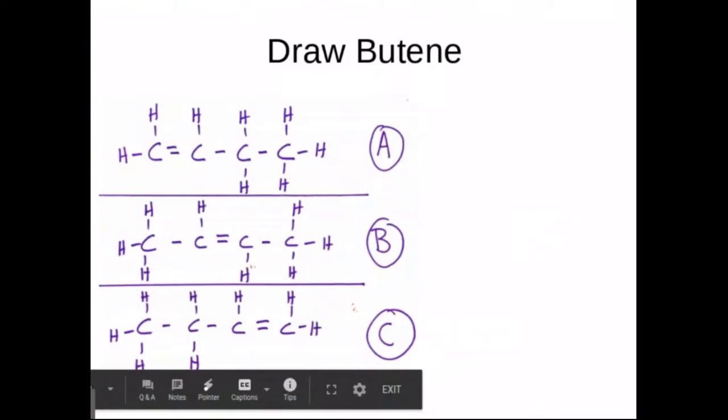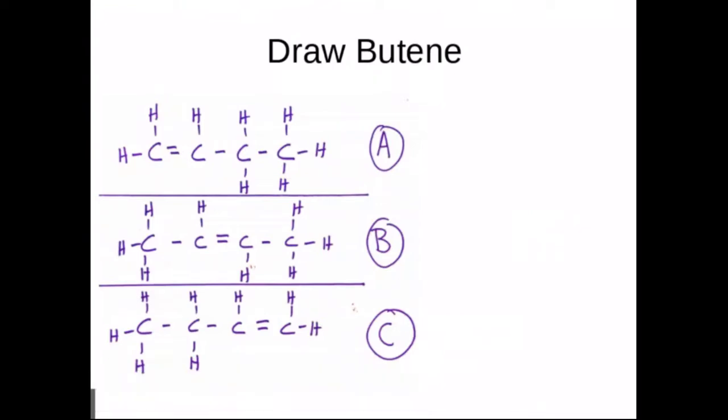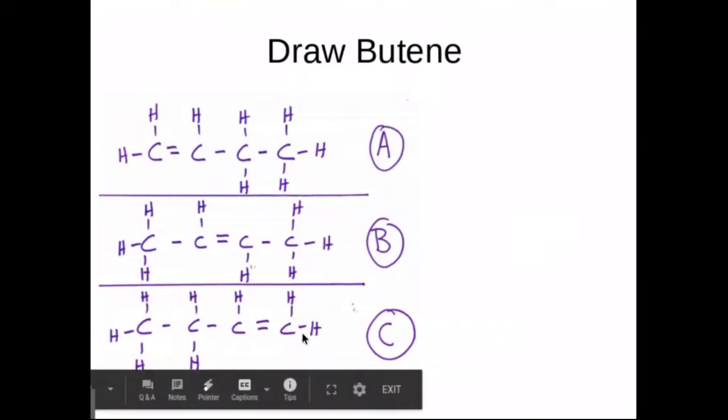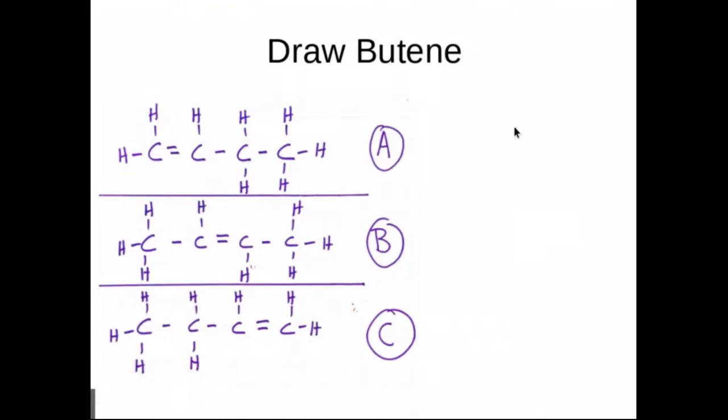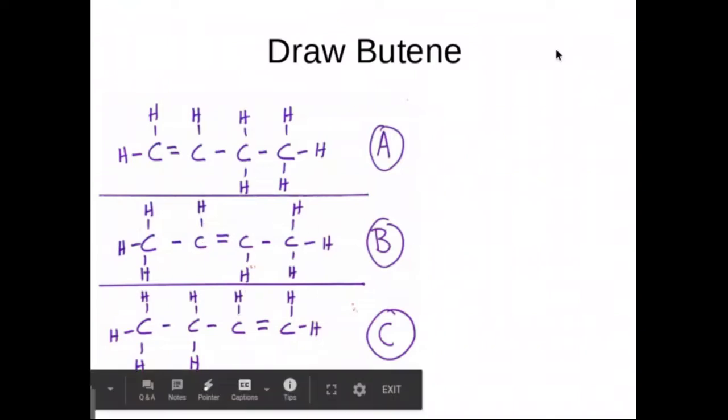Did you get one of these three compounds? Look at each of these compounds individually and compare them to the drawing that you just drew. You should have 4 carbons. You should have a total of 8 hydrogens. Look at where you placed your double bond. Did you place it between the first and second carbon? Did you place it between the second and the third carbon? Did you place it between the third and the fourth carbon?